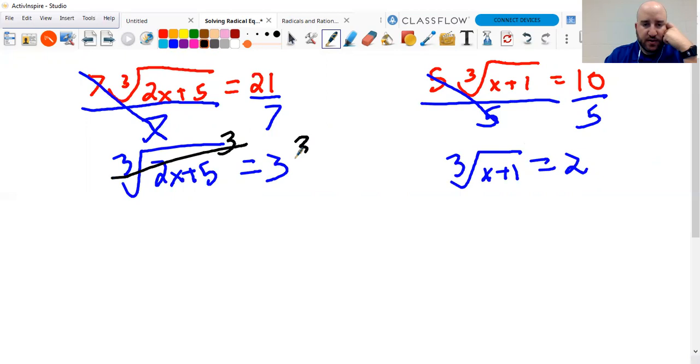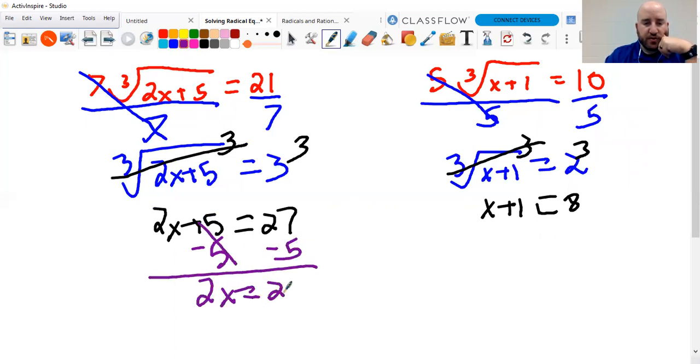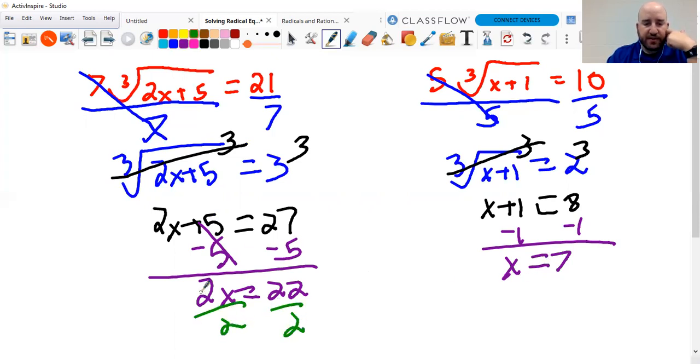Cube both sides. 2x plus 5 equals 27. Do it over here. X plus 1 equals 2 cubed, which is 8. Minus 5 on both sides. 2x equals 22. Minus 1 on both sides here. X equals 7. So that one's done. Last step here, divide both sides by 2. X equals 11. So 11 on the left, 7 on the right.